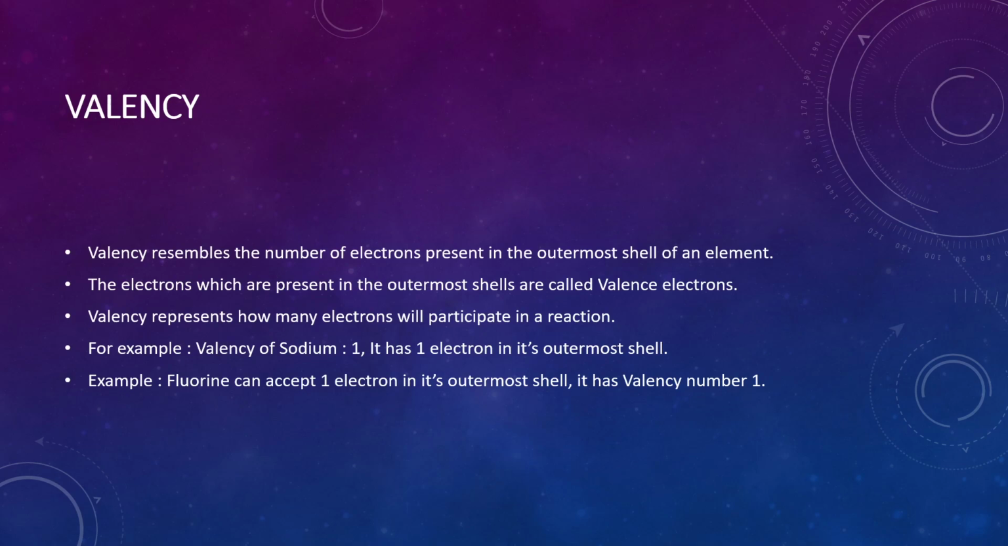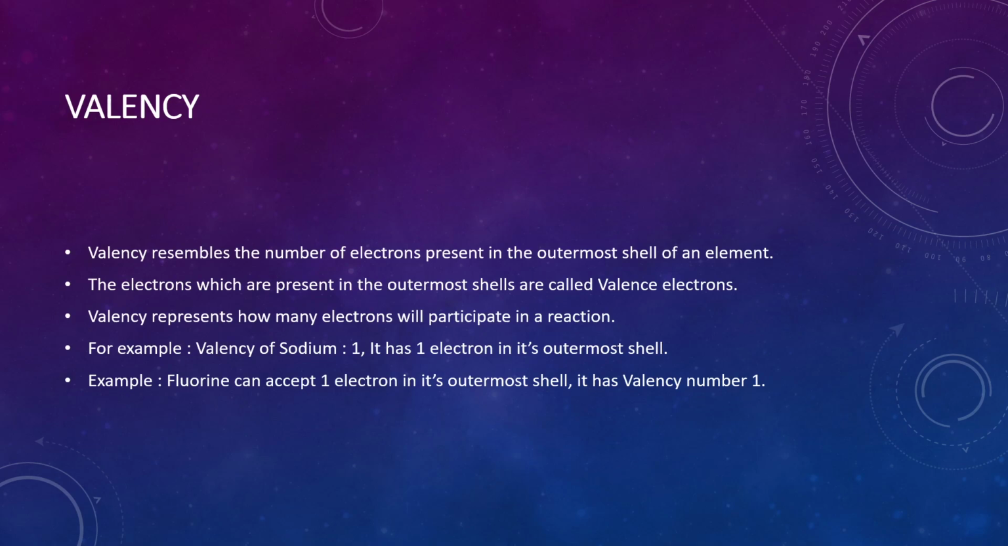It can be one electron, it can be two electrons, whatsoever. Valency represents how many electrons will participate in a reaction. So the electrons present in the outermost shell generally participate in reactions.